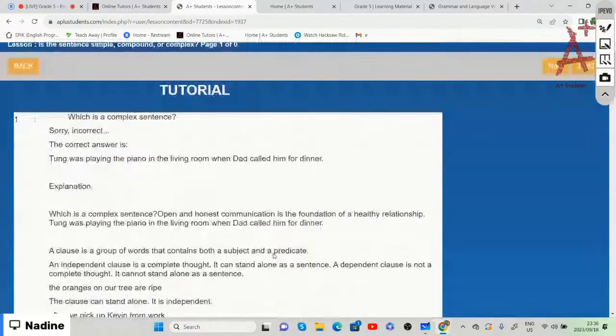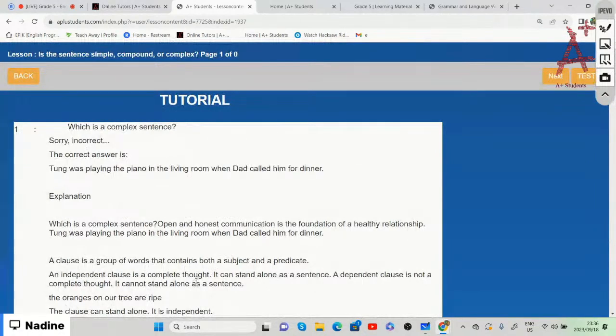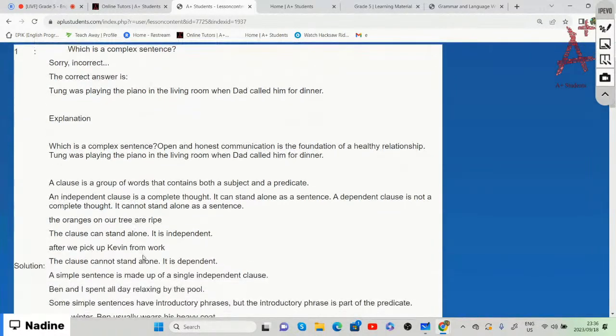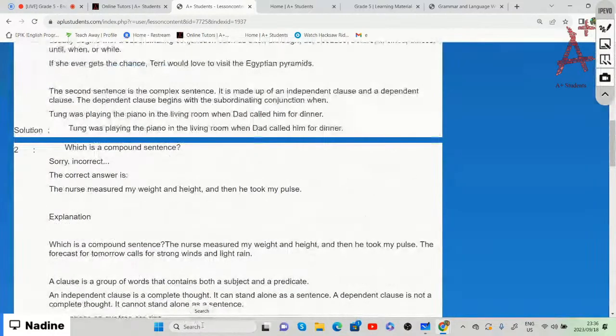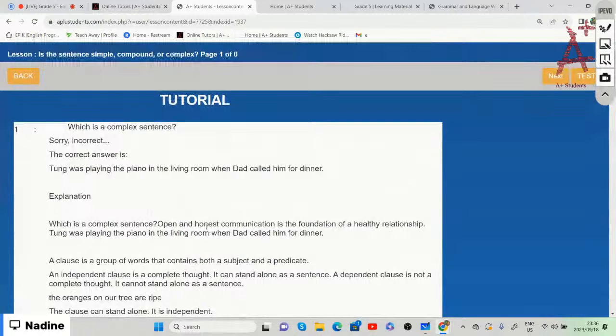All right, so now we are going to a few questions. Tang was playing the piano in the living room when Dad called him for dinner. So now we need to say which is the complex sentence. So if we look at the sentences, we need to say which one is a complex sentence. The complex sentence is definitely Tang was playing the piano in the living room when Dad called him for dinner.